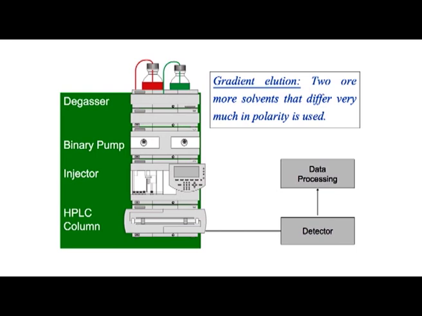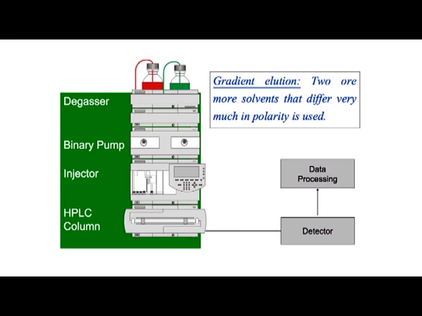Originally it was referred to as high pressure liquid chromatography, since high pressure is used for pumping the mobile phase through the column or the stationary phase. Due to its high efficiency and performance, it is referred to as high performance liquid chromatography, commonly known as HPLC. As you can see in the instrumental setup I have given here, we can have a degasser.